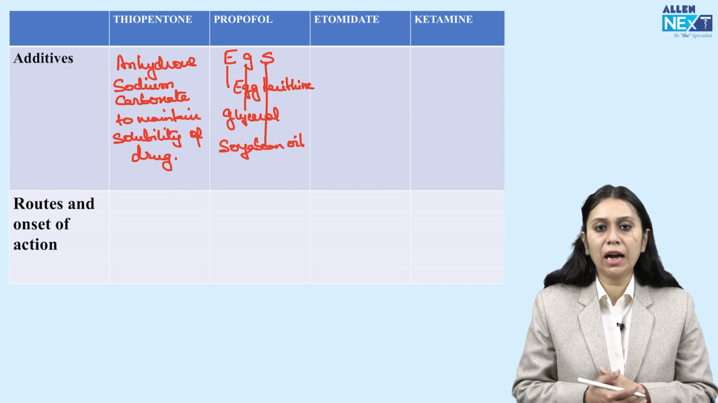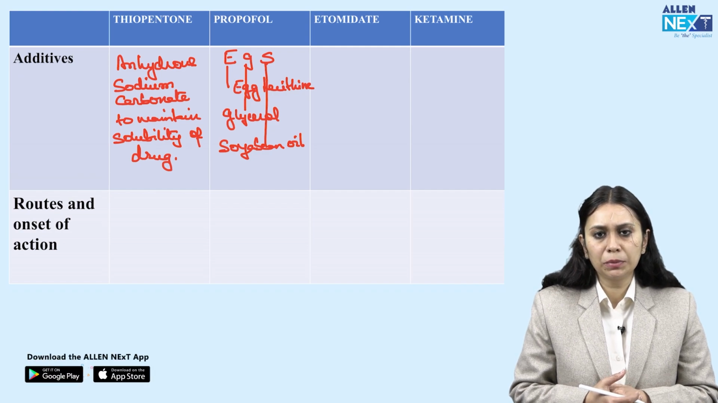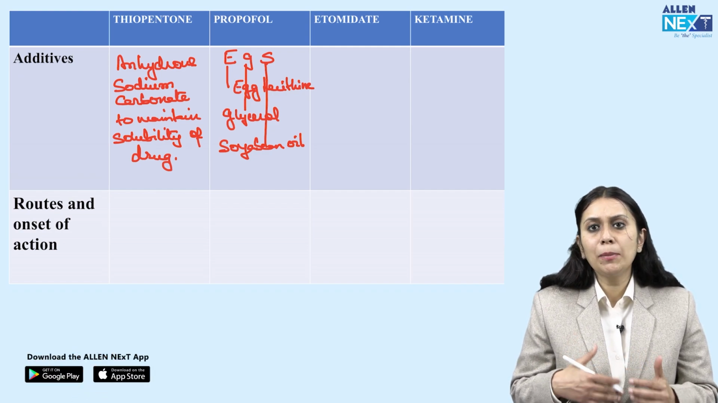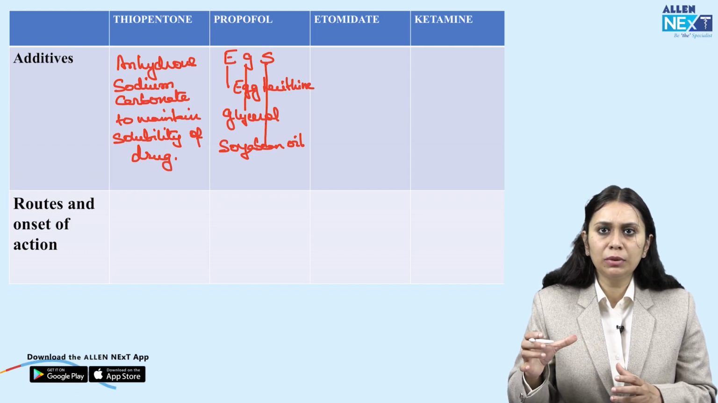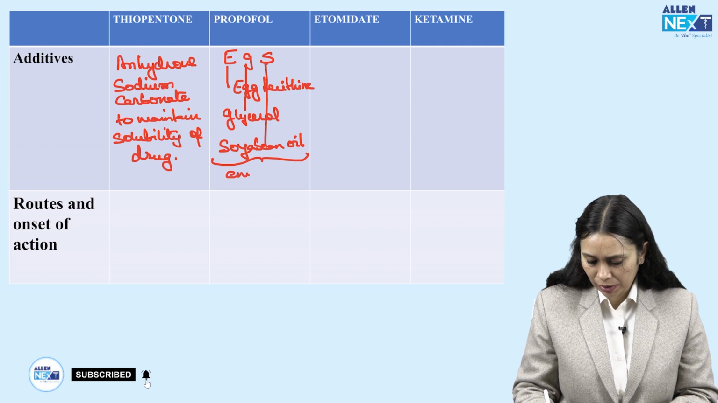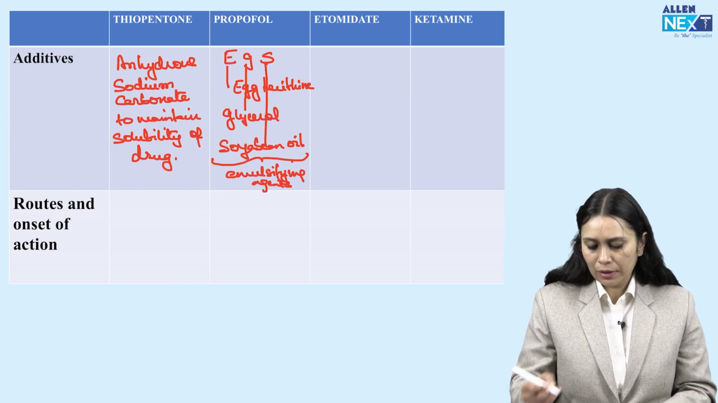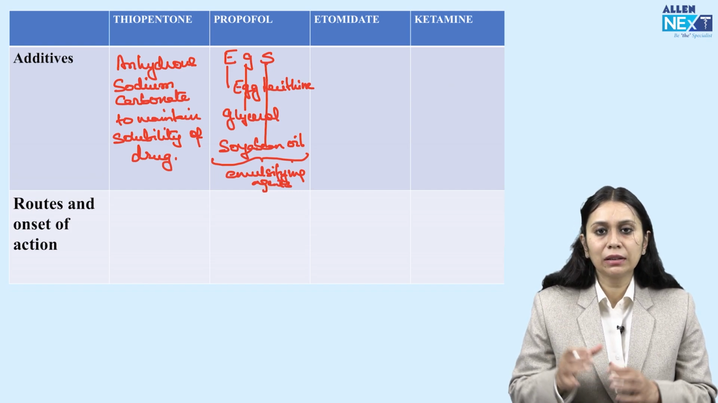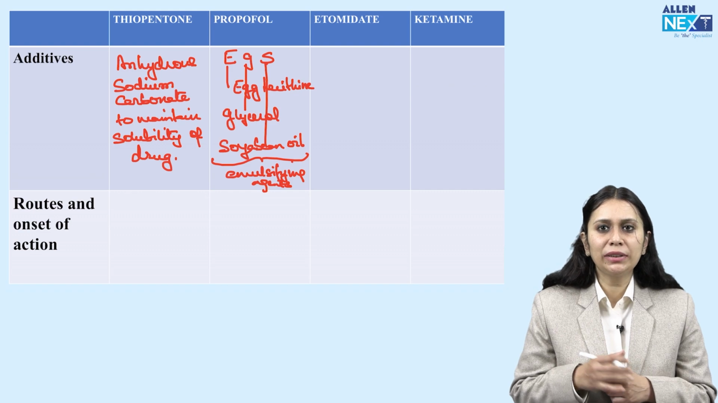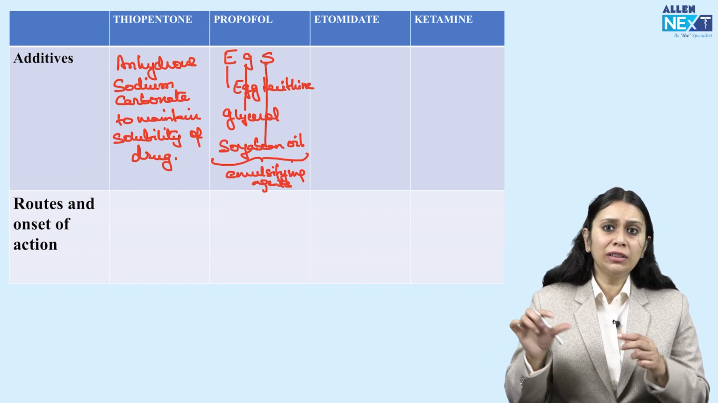Now, why are these three added in propofol? These three are added as emulsifying agents to make it soluble intravascularly. So these are emulsifying agents. Very important. So propofol has egg lecithin. It has lecithin from the egg added to it, not the complete egg.